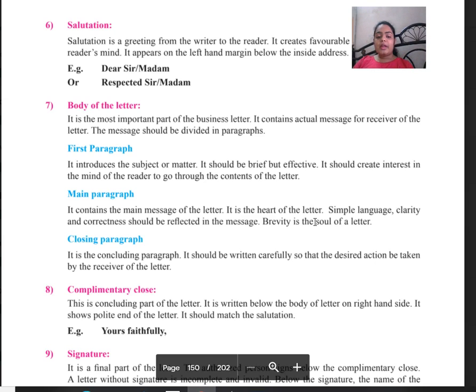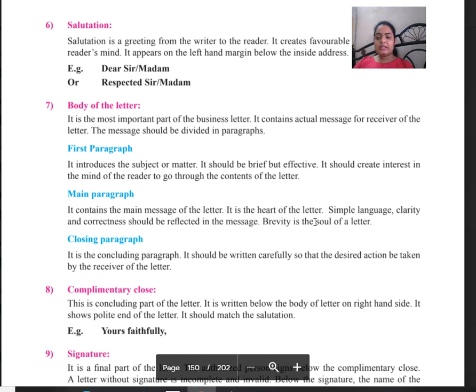Main paragraph. It contains the main passage of the letter. It is the heart of the letter. Simple language, clarity, and correctness should be reflected in the message. Brevity is the soul of the letter.